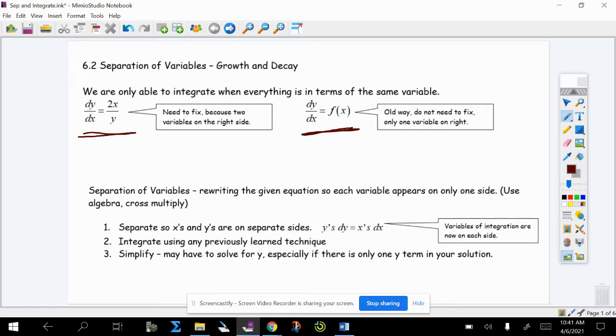Usually it's x, but sometimes we work in terms of t or theta. And those are ready to integrate to start. We have it ready to go. We integrate the function using whatever rule we've learned, and we get our general solution.